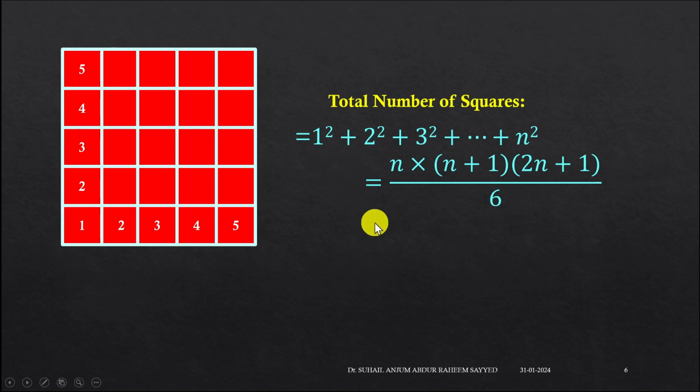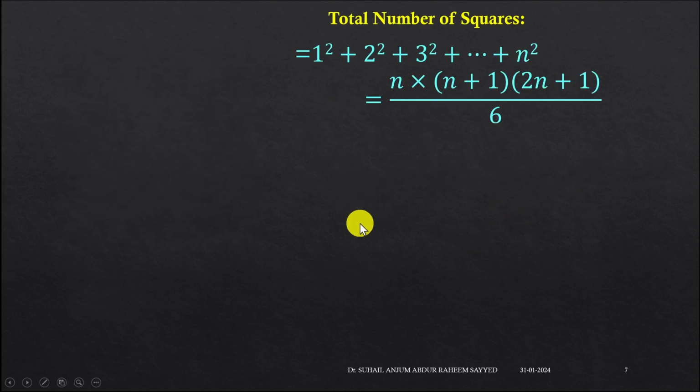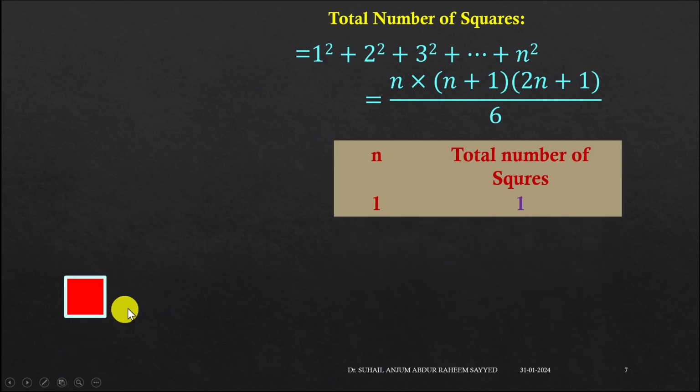We will apply this for different figures here. Say if we have n equal to 1, it will be 1 square directly, or if you put it in this formula, it will be 1 multiplied by 2, and this will be 2 into 1, and this will become 3. So this is 3 into 2 into 1, so it will be 6, and 6 will get cancelled, and it will be equal to 1.